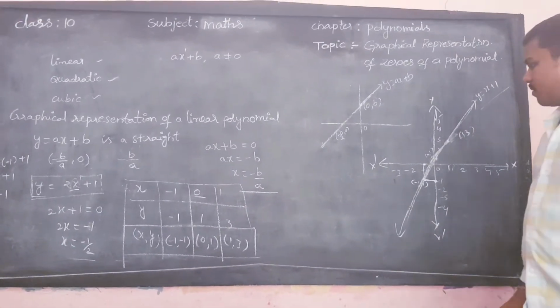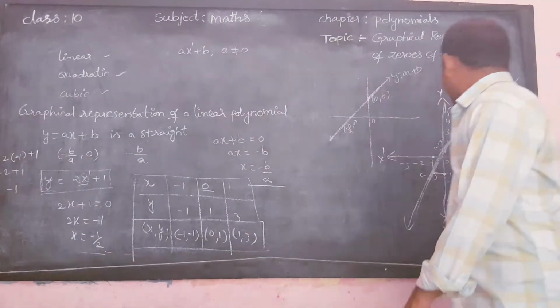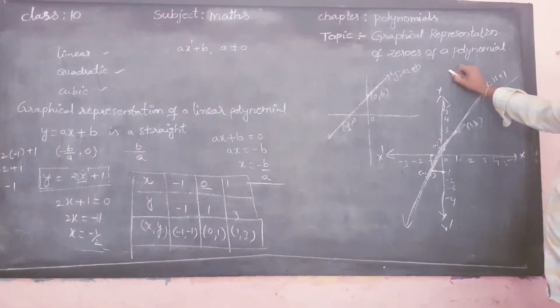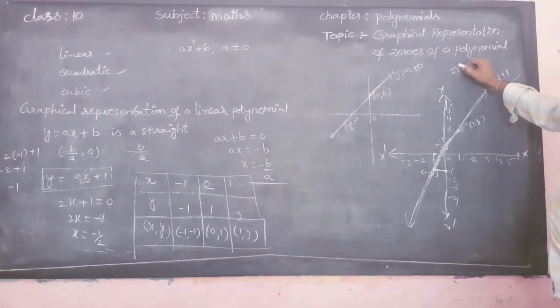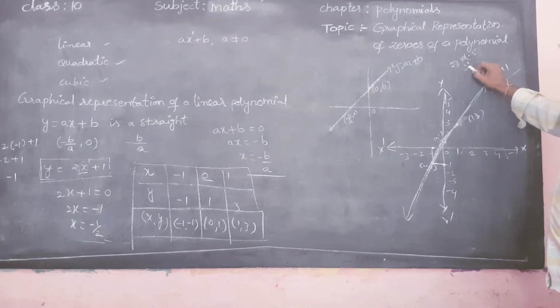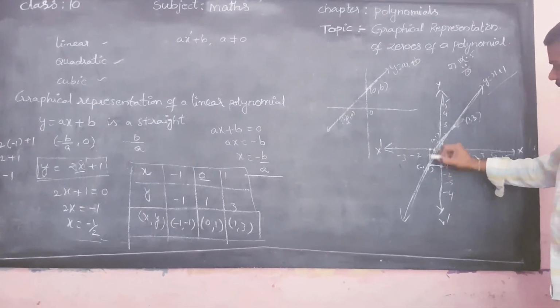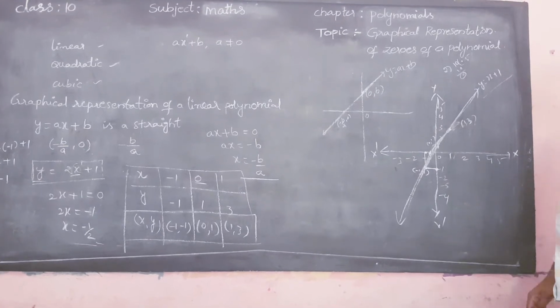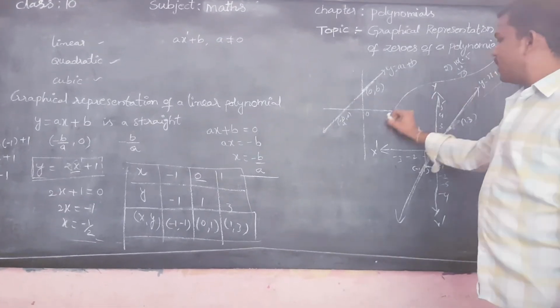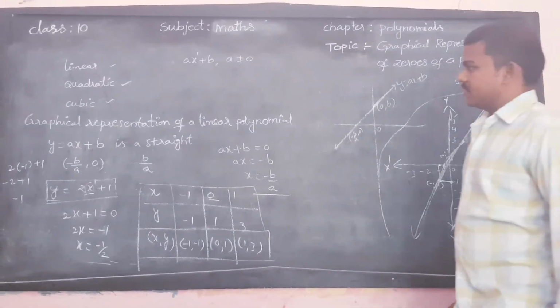So the intersect point is minus 1 by 2, that is minus 0.5. This is the minus 1 by 2. So this is the graphical representation of a linear polynomial.